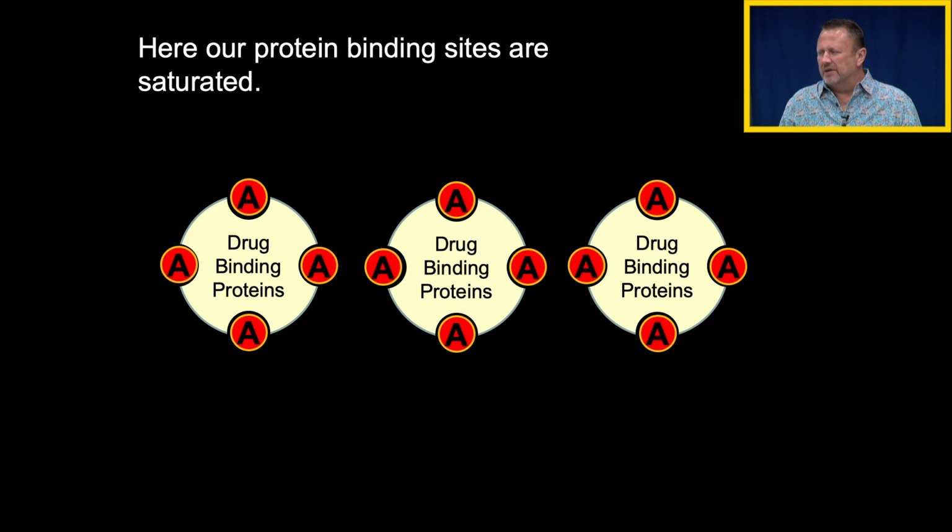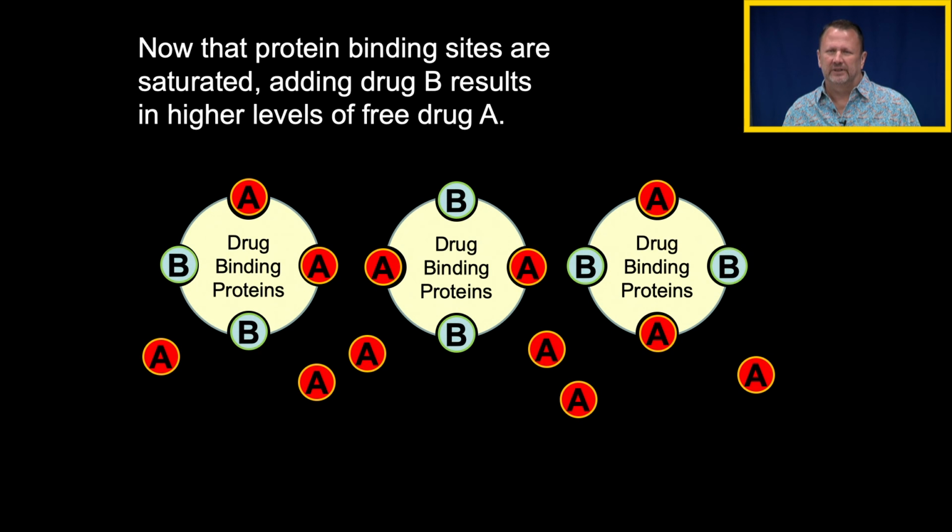All right, well, here are my drug binding proteins, and notice that we've loaded them up with 12 units of drug A, and so the protein binding sites are completely saturated with drug A. All right, well, let's add drug B. And notice when I add 6 units of drug B, well, I don't have any drug B in solution. I don't get any effect from drug B whatsoever. I add 6 units of drug B, and what do I get? I get an increase in the level of drug A in the solution.